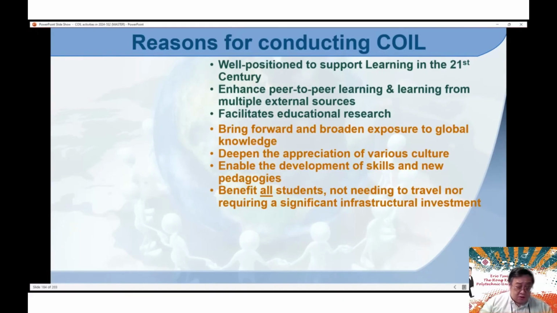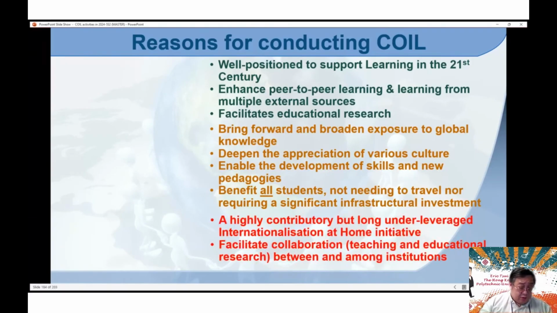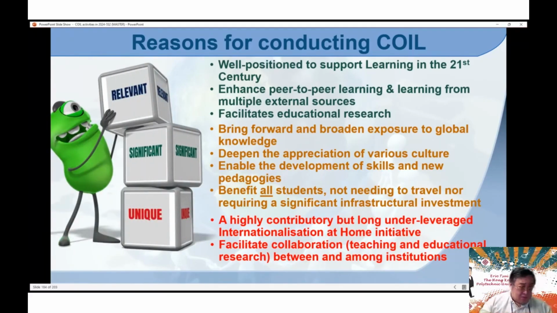Furthermore, it benefits all students, not needing to travel, but nor does it require a significant number of infrastructural investments. Final global benefit, highly contributory, but long under-leveraged internationalization at home initiative. Every university should be doing more. Facilitate collaboration, teaching and educational research between and among institutions. What a wonderful opportunity. Right? So these opportunities are relevant, they're significant, they're unique.